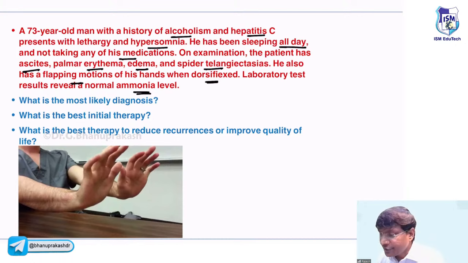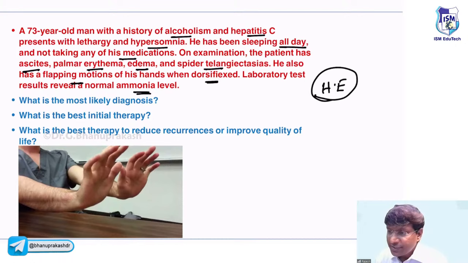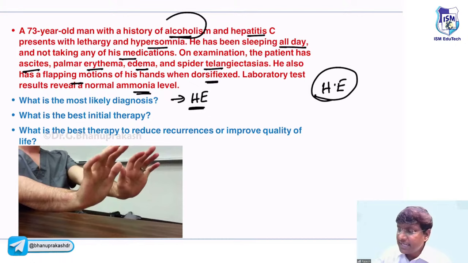What is the diagnosis in this case? So the diagnosis in this case is hepatic encephalopathy, right? Surprisingly, the ammonia levels are normal in these individuals, but that can be because there are many other toxic substances which can cause hepatic encephalopathy apart from ammonia, right? So the diagnosis is hepatic encephalopathy. What are the precipitating factors here? Alcoholism as well as hepatitis C.